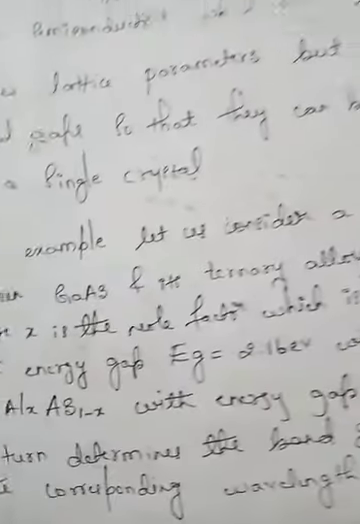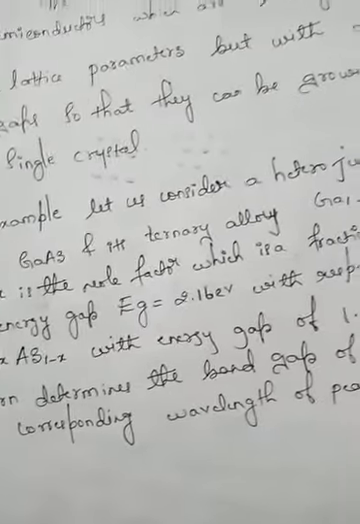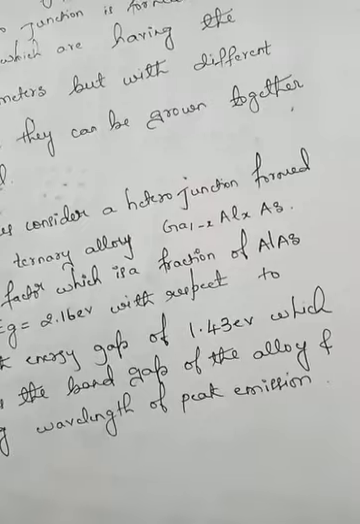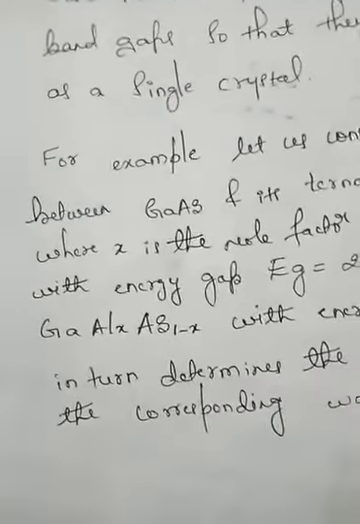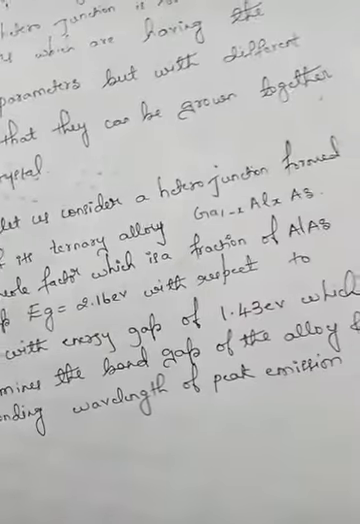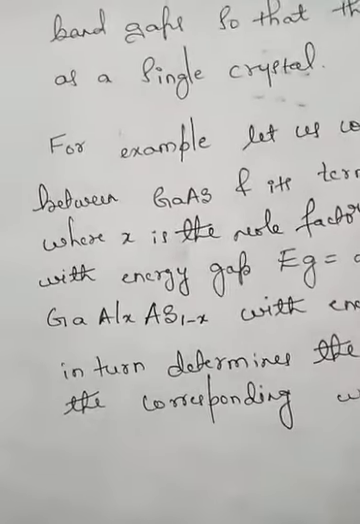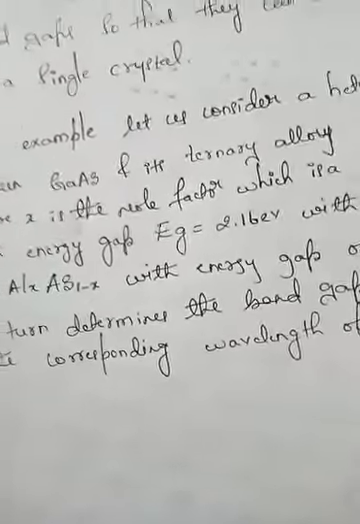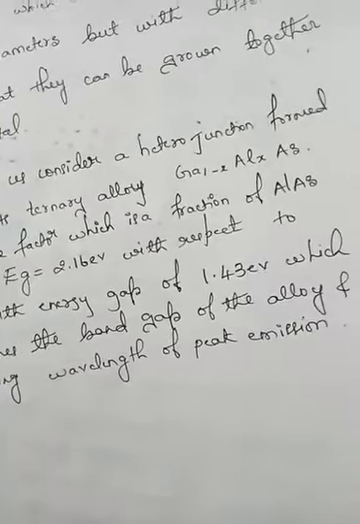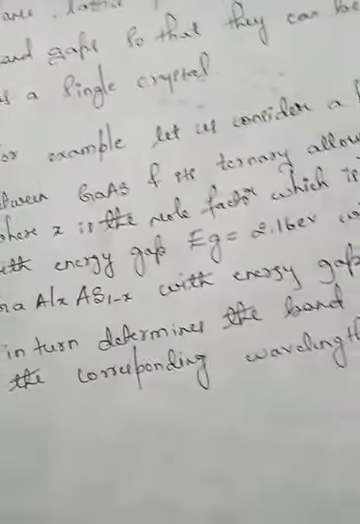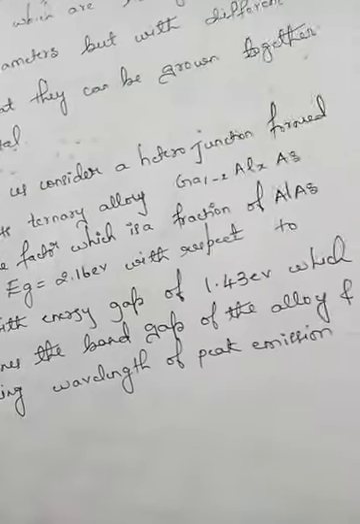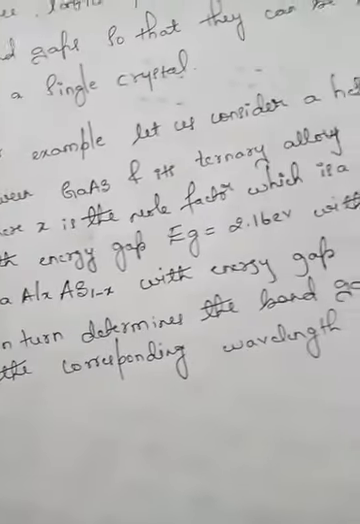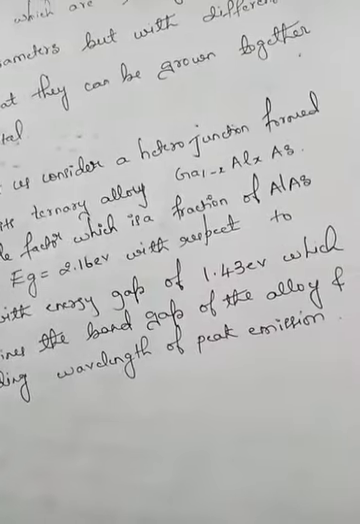For example, let us consider a heterojunction formed between GaAs and its ternary alloy Ga1-xAlxAs, where x is the mole factor, which is a fraction of AlAs, with energy gap Eg equal to 2.16 eV with respect to GaAs with energy gap of 1.43 eV, which in turn determines the band gap of the alloy and the corresponding wavelength of the peak emission.